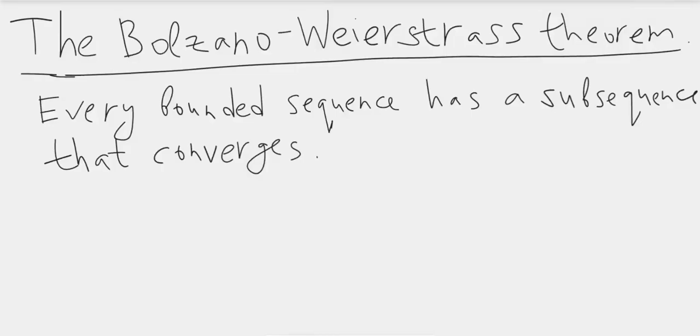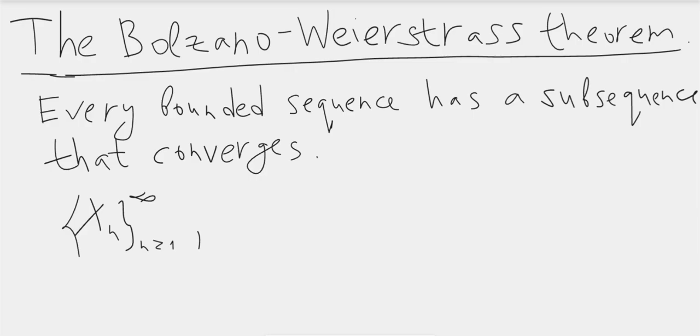So in this video I'm going to talk about the Bolzano-Weierstrass theorem, and it says that every bounded sequence has a subsequence that converges. So let's say that we have a sequence xn, where n varies from 1 to infinity, and we know that it's bounded.